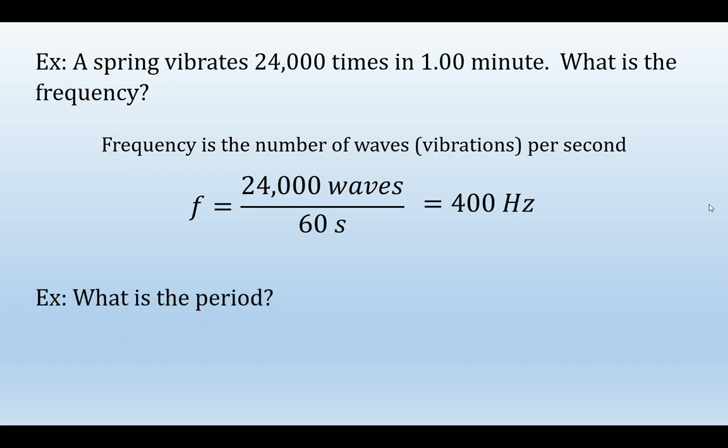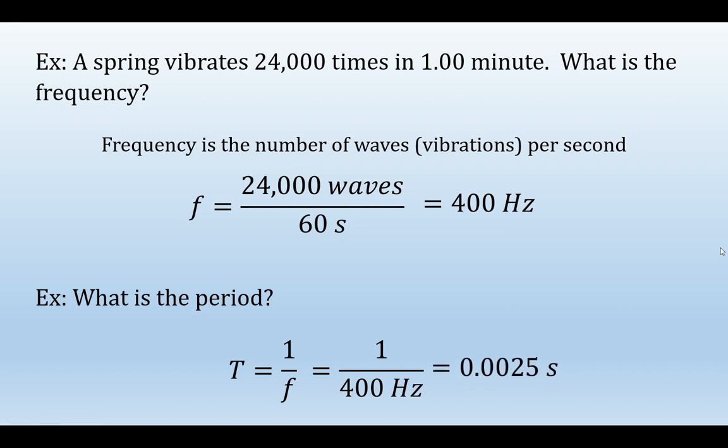Now, what is the period of that wave? So if our frequency is 400 hertz, remember that the period is 1 over the frequency. So if we take the reciprocal of that 400, 1 divided by 400 is going to be 0.0025 seconds. So this is a lot of waves going by in a very short amount of time, right? That's not uncommon. So the period of the wave is a very, very short amount of time, but there's a lot of waves going by in 1 second.